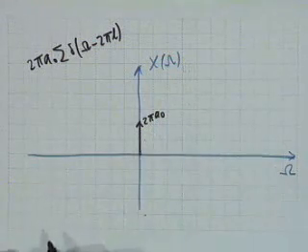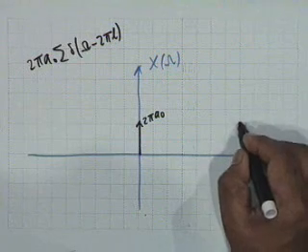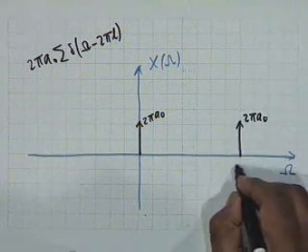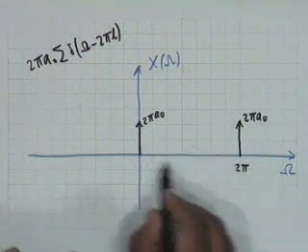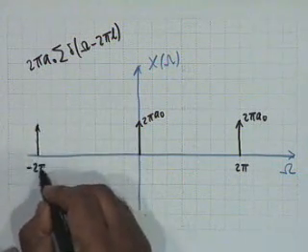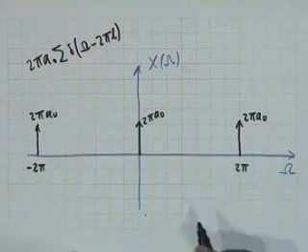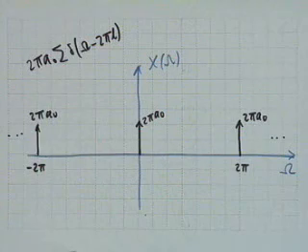Then L equal to plus 1 gives me an impulse at 2 pi. The strength is the same, 2 pi a0, and this is 2 pi. L equal to minus 1, well, somewhere here, let's say, minus 2 pi, the strength is 2 pi a0. And this continues, okay? This continues on this side and on this side also. Let's take the next term, the second term.